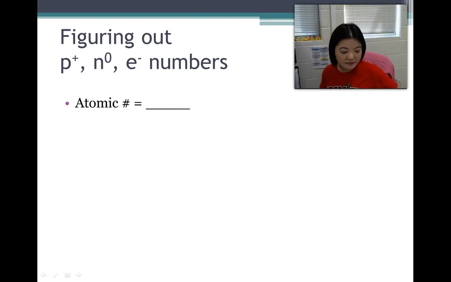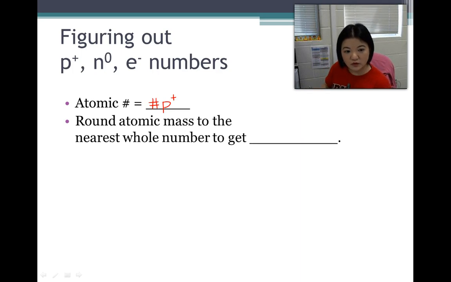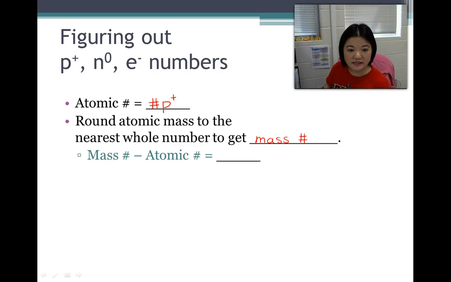Alright, the atomic number is equal to the number of protons in the atom. We will usually round the atomic mass to the nearest whole number to get what we call the mass number. Now the mass number minus the atomic number is equal to the number of neutrons.